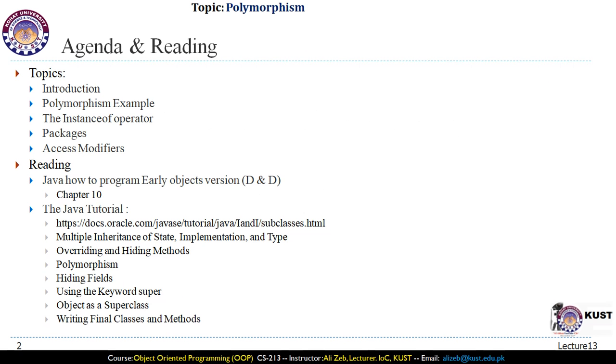In the previous series of lectures we talked about inheritance and the relevant concepts of inheritance, for example method overriding. In this lecture we will try to build on those concepts and understand how we can use them to understand polymorphism.